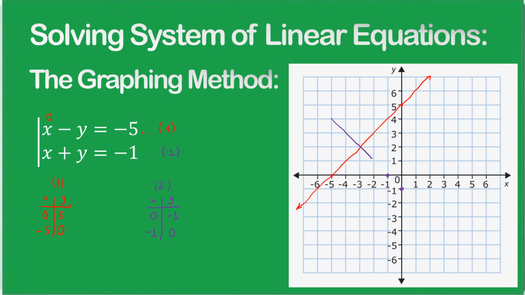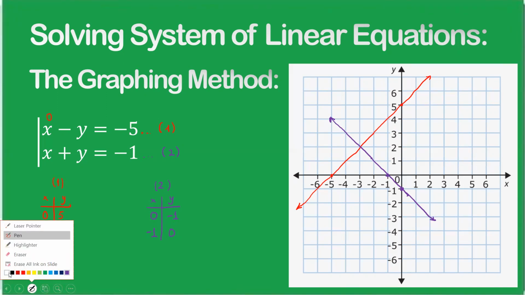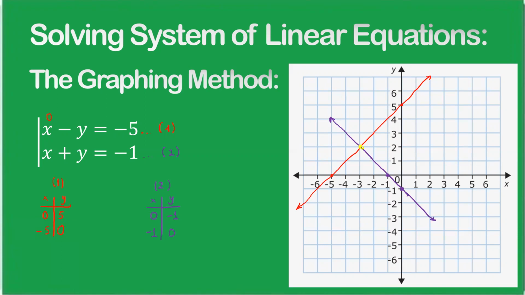This one is enough, I think. Now as you see, they have an intersection point. Let's fix this one with yellow color. For example, this point is the intersection point of these lines. And what is the coordinate of this point? Let's check. It seems like minus 3 and 2.